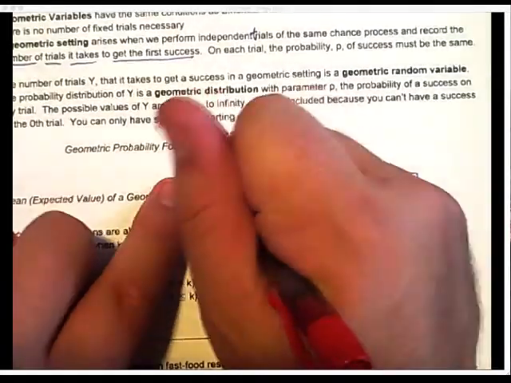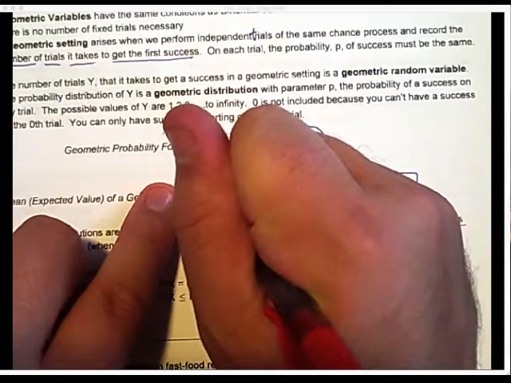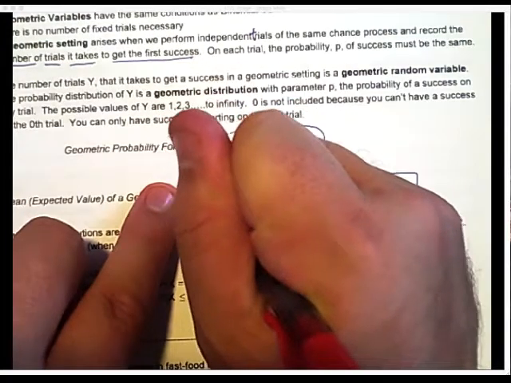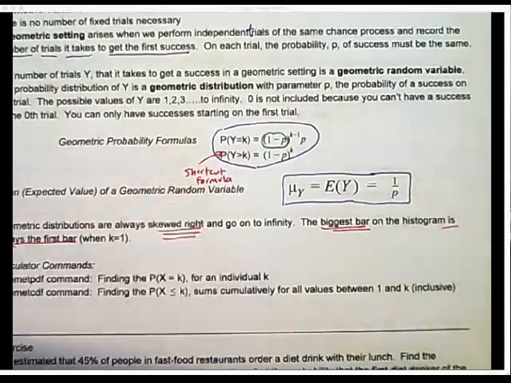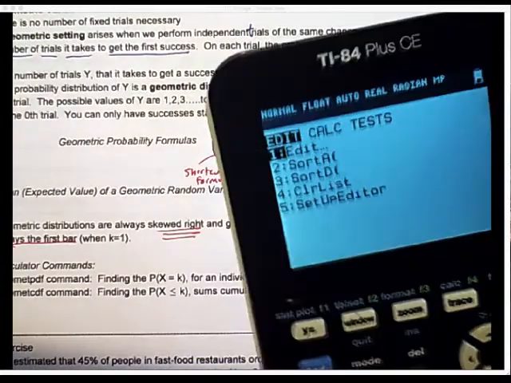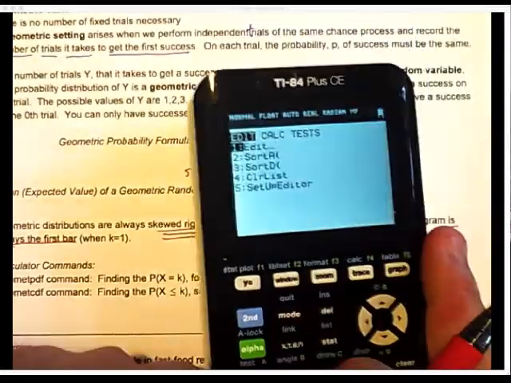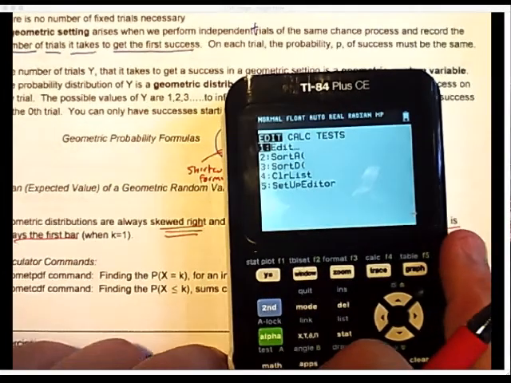Okay, so we can use this. This is kind of a shortcut formula. Sometimes it's hard to remember. It's not on your formula sheet. So if you're unsure whether that's the correct formula or not, then just stick with your geometric CDF. Okay, stick with your geometric CDF in your distribution menu.